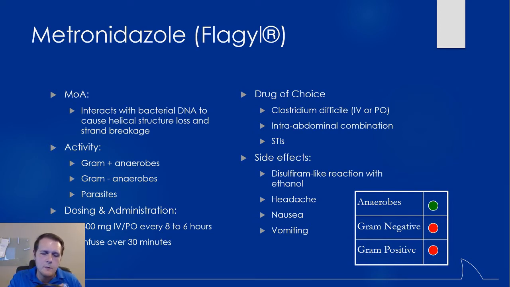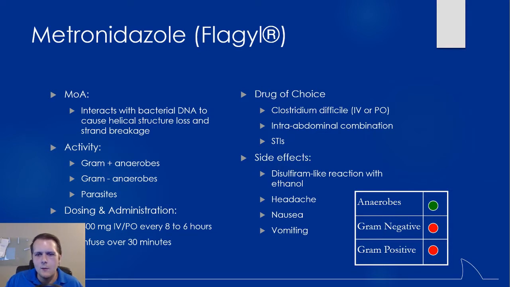Right, so those are the main uses you're going to see for it. Topically, you can also see it being used for certain things like acne and things like that. As far as side effects go, headache, nausea, vomiting, those are pretty typical of most medications here. The interesting one here is this disulfiram-like reaction with ethanol. And so disulfiram is actually a compound. It was used to try to deter people from abusing alcohol.